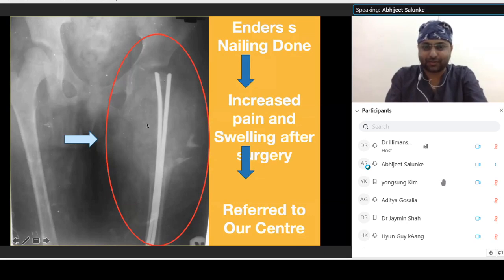And after a few months, it was a big lesion. So he thought that something was wrong. This may be a malignant tumor. And here the patient was referred to us for further management.